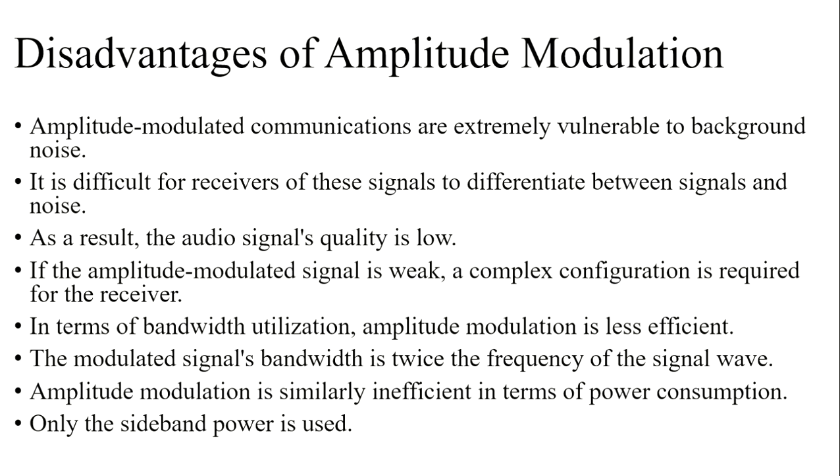In terms of bandwidth utilization, amplitude modulation is less efficient. The modulated signal bandwidth is twice the frequency of the signal wave. Amplitude modulation is similarly inefficient in terms of power consumption. Only the sideband power is used, only one sideband power is used.